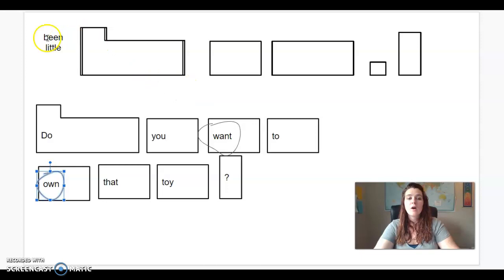Let's read through our trick words one more time. Ready? Been, little, want, own. Keep practicing those and make sure you check in with the dictation for tomorrow with Miss Elias.